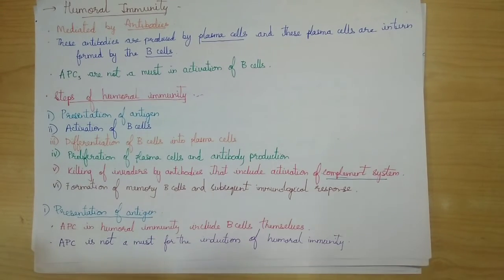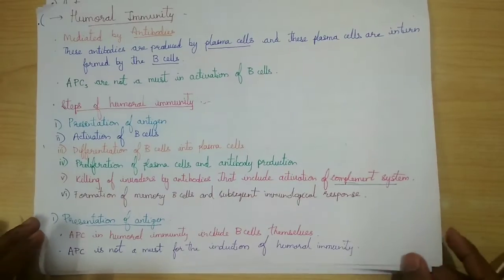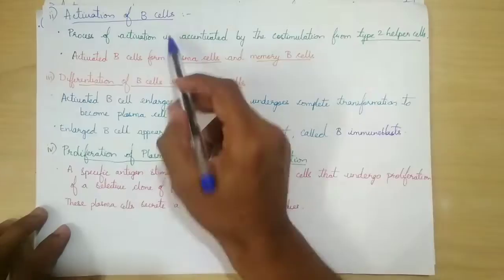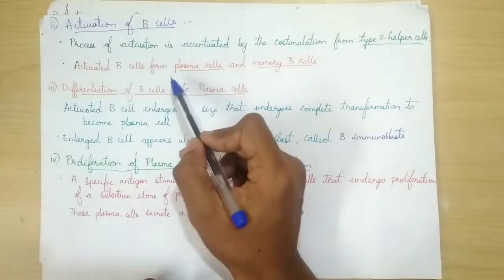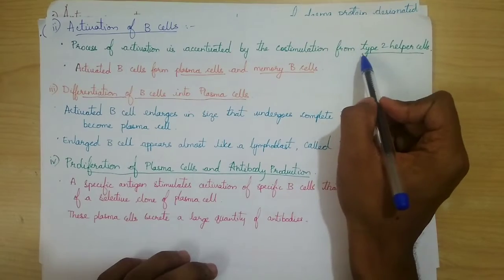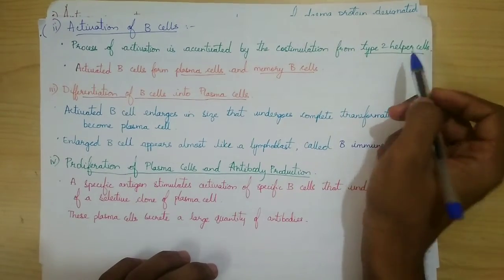Presentation of antigen. APC, or antigen presenting cell, in humoral immunity include B cells themselves. So it is not a must for the induction of humoral immunity, but APC can also stimulate or present the antigen to the B cells. Then there is activation of B cells. The process of activation is accentuated by the co-stimulation from the type 2 helper cells.